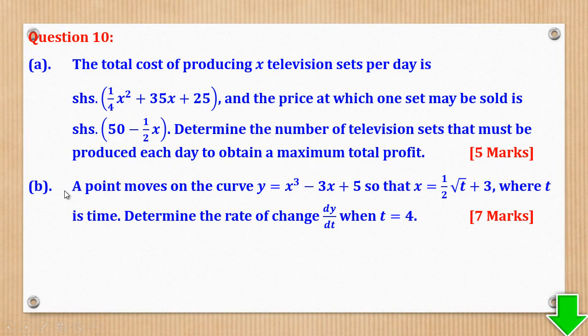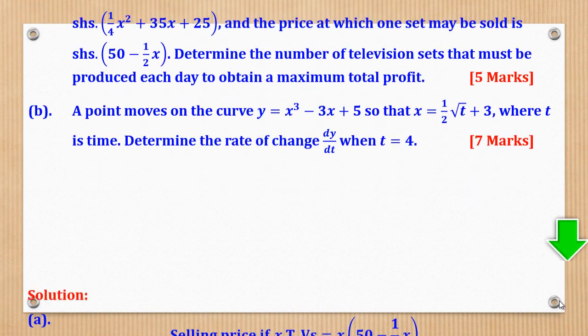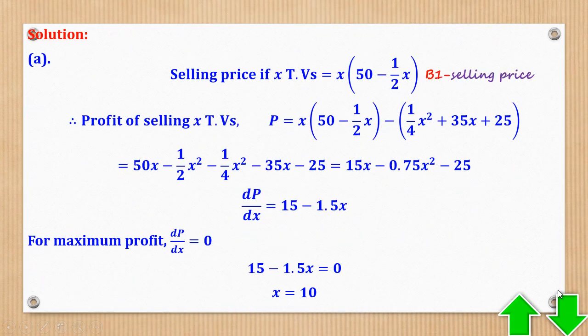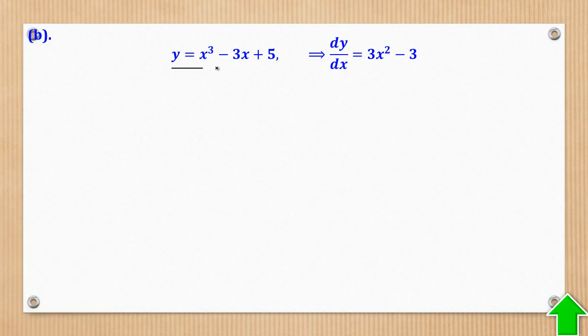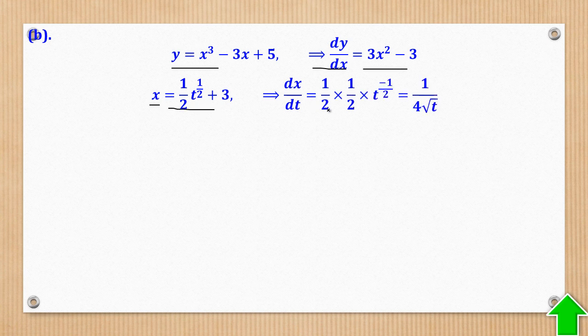So part B says, a point moves on the curve this, so that this x is equal to this, where t is time. Determine the rate of change dy/dt when t is 4. So let's first see the allocation for this. Then you can now go to part B and say, we know that y is equal to that, implying that when I differentiate I come up with this. Then x is equal to this, when I differentiate I come up with this.